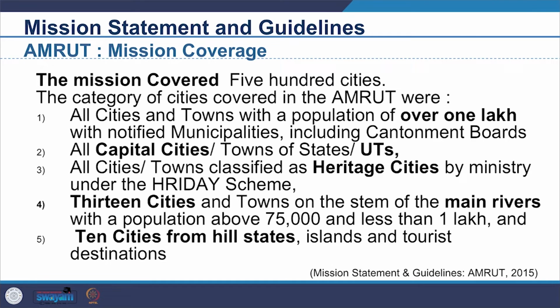All cities and towns classified as heritage cities by the ministry under the Hriday scheme. 13 cities and towns on the stem of main rivers with a population above 75,000 and less than 1 lakh, if they are not included in number 1. And 10 cities from hill states, islands and tourist destinations, with a limitation of 1 from each state.